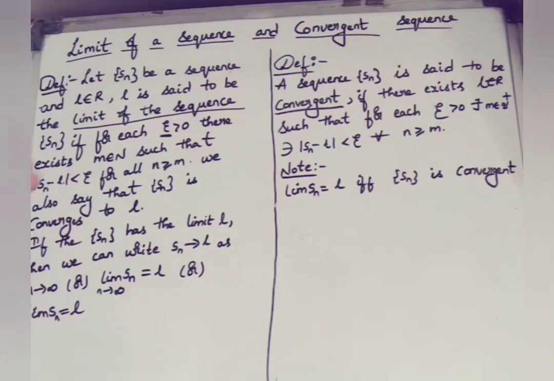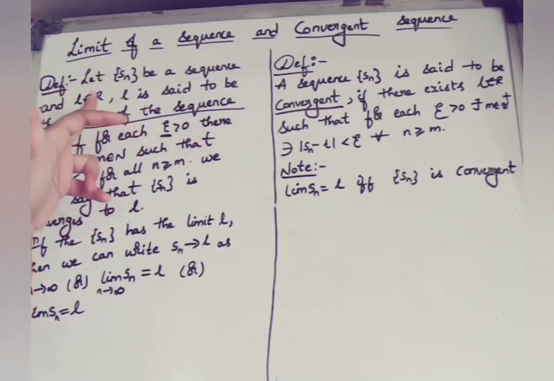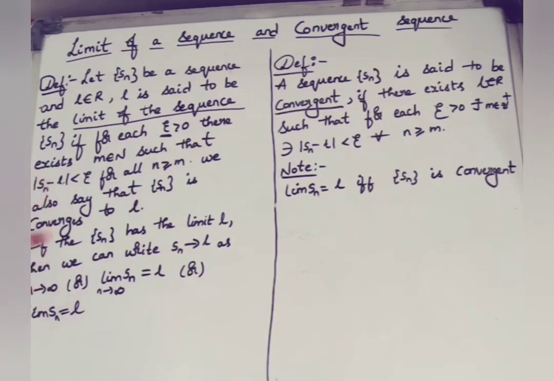Okay, see here, limit of a sequence first. For this we need to consider a sequence first. I am considering here sequence Sn to be any sequence and L belongs to R, that is, L is any real number. Then we can say that L is a limit of the sequence, if it satisfies one condition.